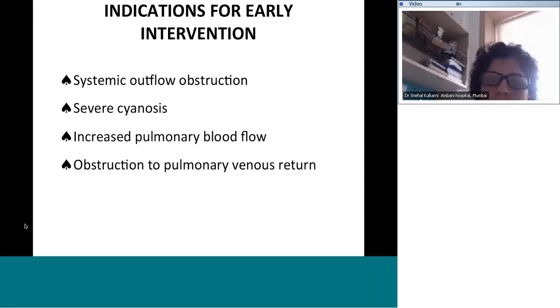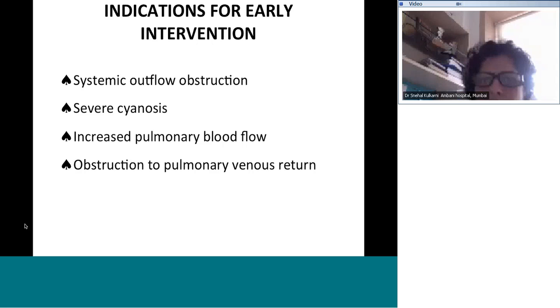In these kinds of patients, we need to intervene very early in neonatal life or maybe in early infancy. And I'll tell you how we do that. So remember, you have a systemic outflow obstruction, like in patients with hypoplastic left heart syndrome. You need to relieve the systemic outflow obstruction. You have severe cyanosis in patients with tricuspid atresia and pulmonary atresia or pulmonary atresia with intact ventricular septum. You have excessive pulmonary blood flow, like in patients with double inlet left ventricle without pulmonary stenosis, and obstruction to pulmonary venous return. So these are the four categories where you really need to intervene.